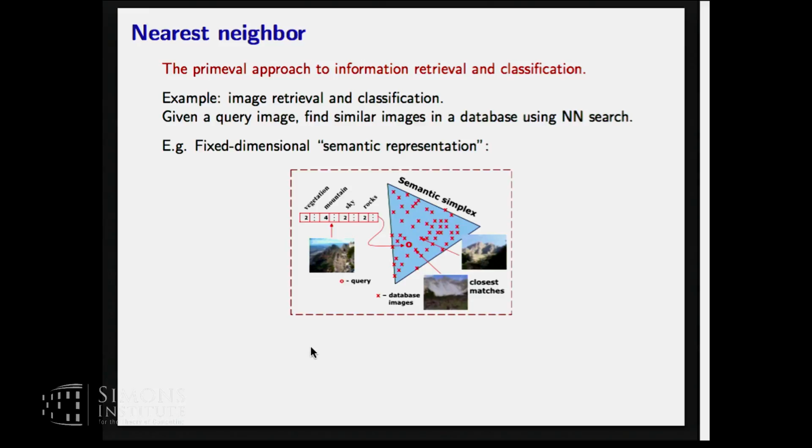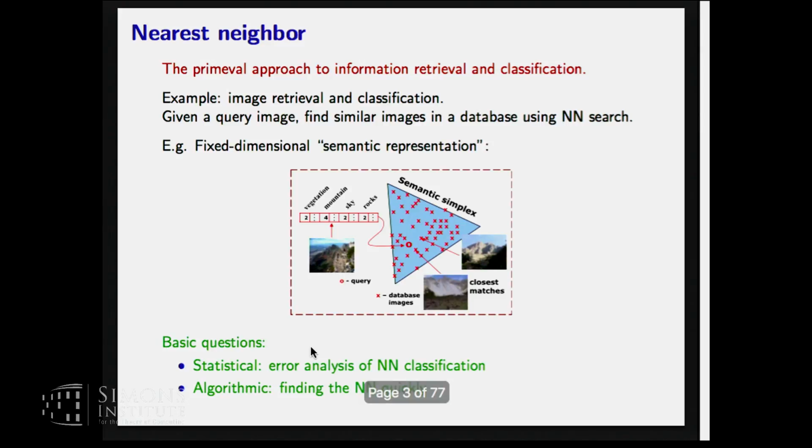And this is something that the vision community, for example, has been improving by leaps and bounds over the last 2 decades. So representation is key, but I'll be talking about two other aspects of the problem, which is statistical analysis, what is the error rate of a nearest neighbor classifier, and the algorithmic side, which is how do you find a nearest neighbor quickly.